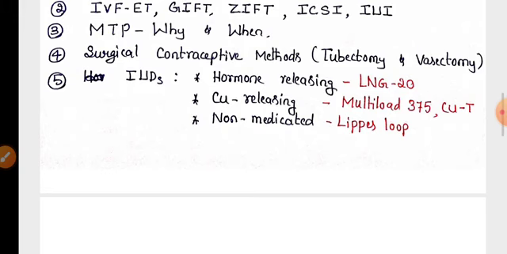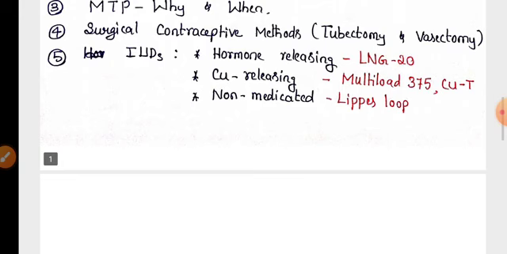Then about surgical contraceptive methods like tubectomy and vasectomy are very important. Then about IUDs, intrauterine devices like hormone releasing LNG20, copper releasing multiload 375 copper T, or non-medicated IUDs like Lippes loop.